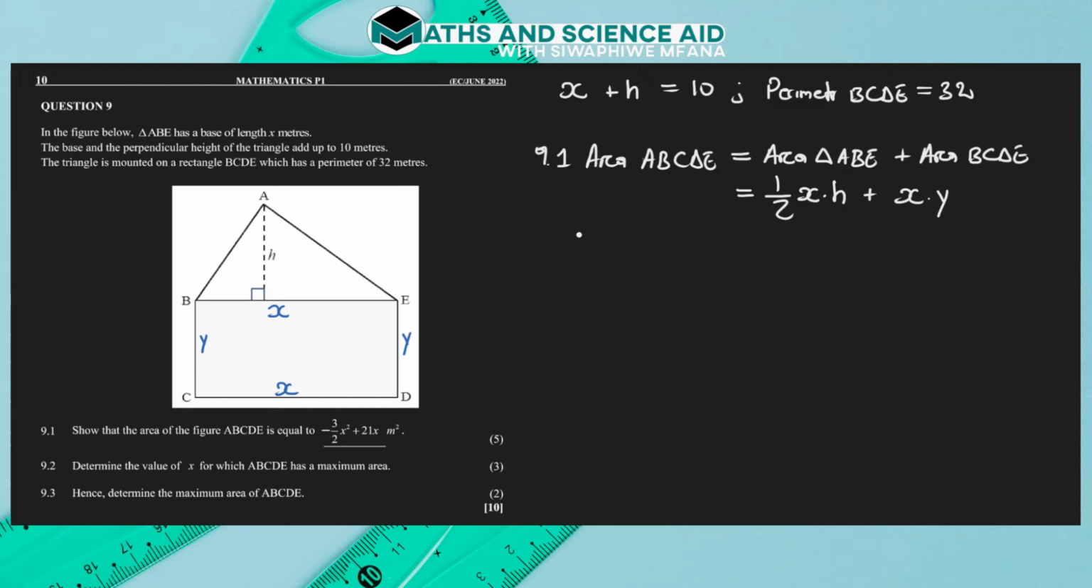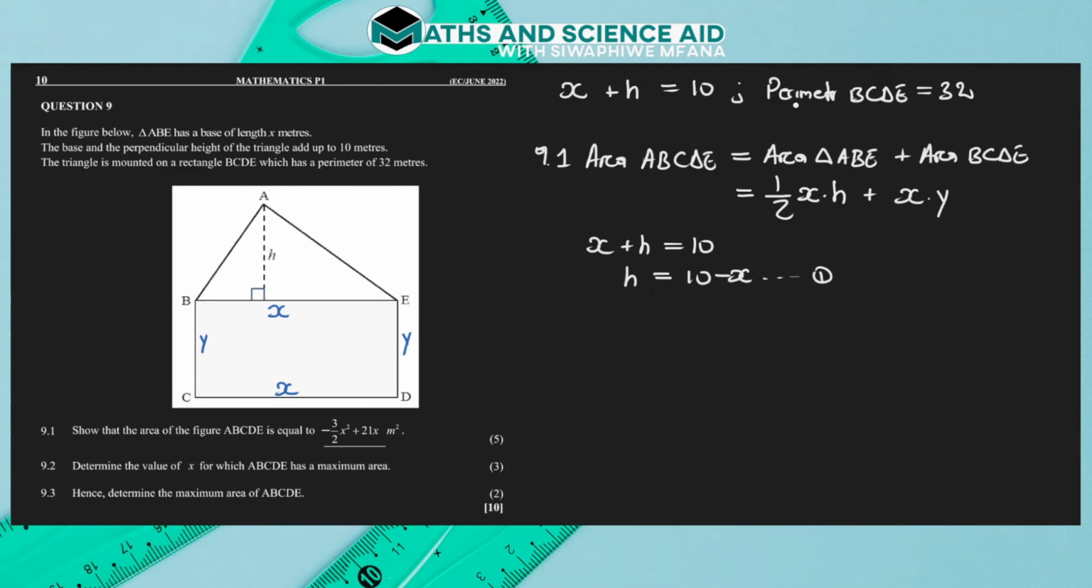So based on this, we can say x plus h equals 10, which means that h equals 10 minus x. All right, so I'll just call this equation 1. And then we need to do the same thing, but now for y.